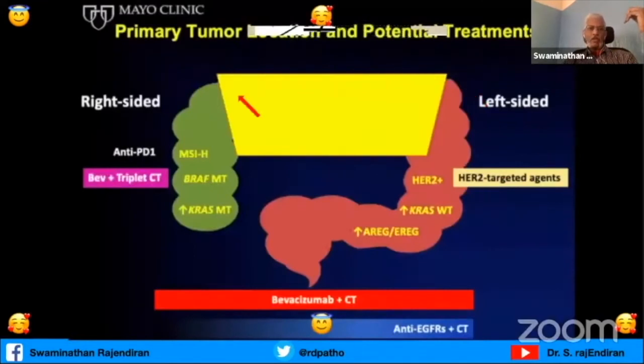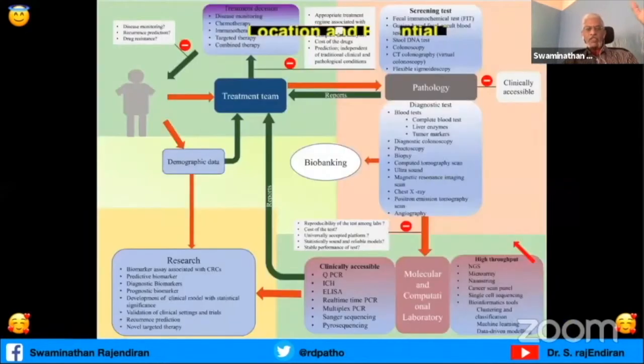And this picture nicely shows you how to apply molecular pathology for the treatment. The only thing I want you to remember is the right side is different from the left side. There are some treatments which are common to both right side and left side. Some treatments are working mainly on the right side, some mainly on the left side. For example, HER2/neu works mainly on the left side. And this is the final slide.